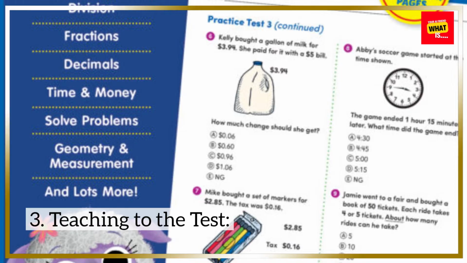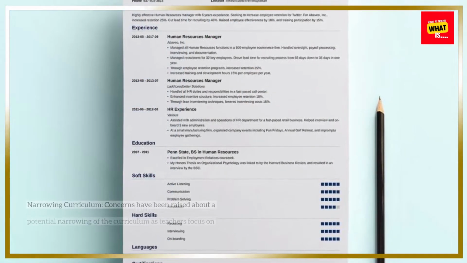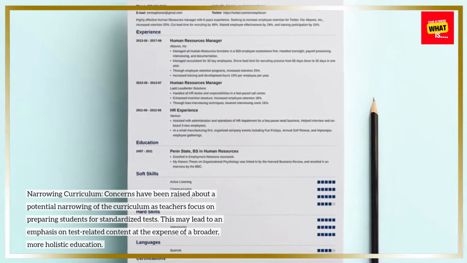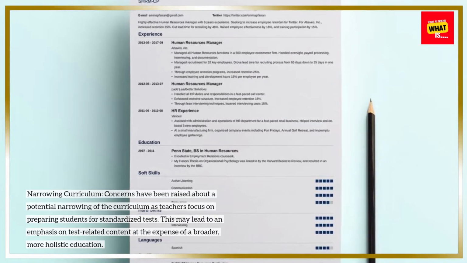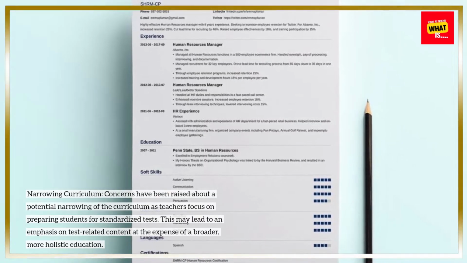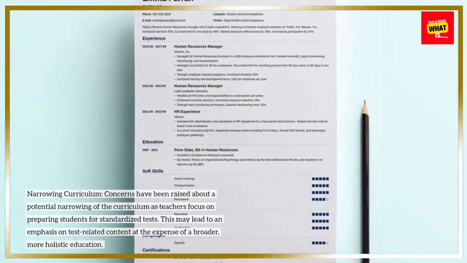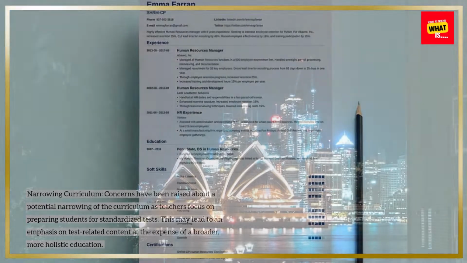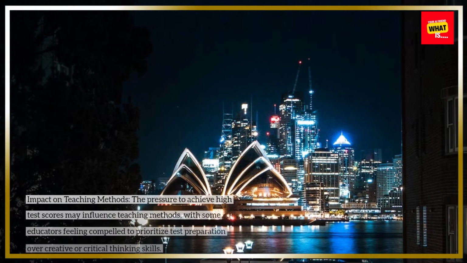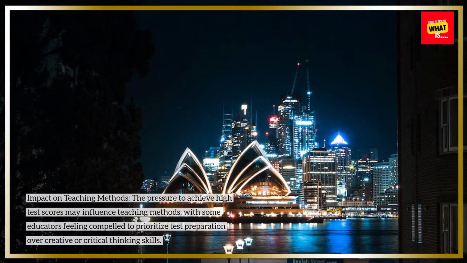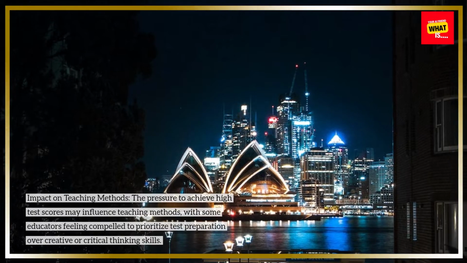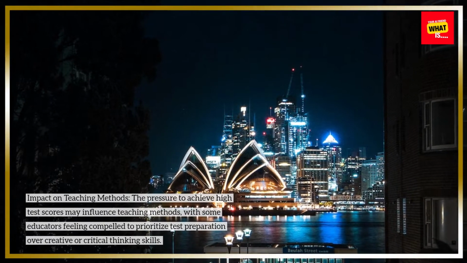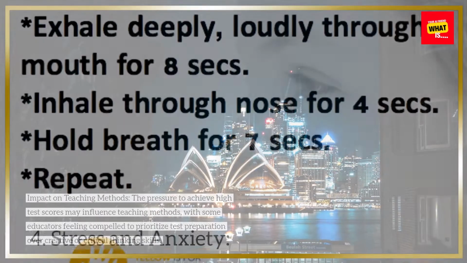3. Teaching to the test. Narrowing curriculum. Concerns have been raised about a potential narrowing of the curriculum as teachers focus on preparing students for standardized tests. This may lead to an emphasis on test-related content at the expense of a broader, more holistic education. Impact on teaching methods. The pressure to achieve high test scores may influence teaching methods, with some educators feeling compelled to prioritize test preparation over creative or critical thinking skills.